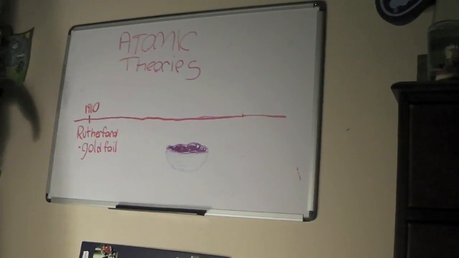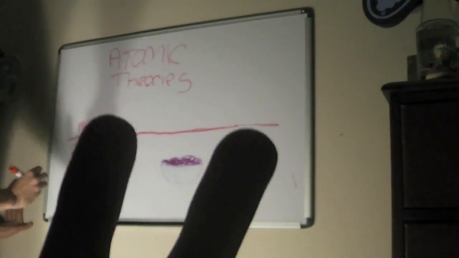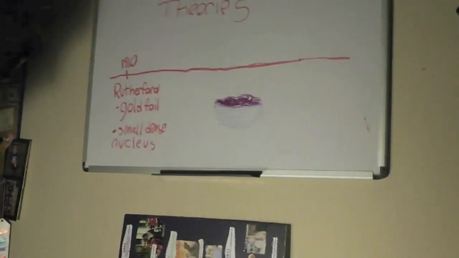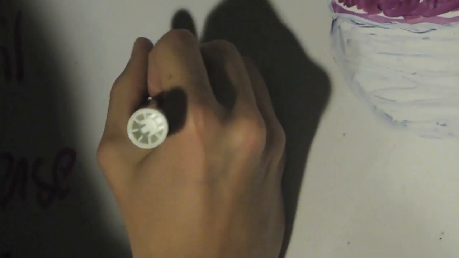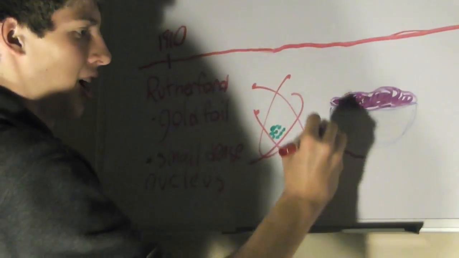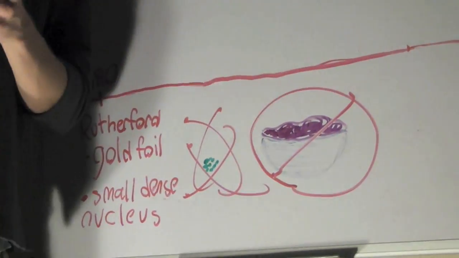Through Rutherford's gold foil experiment, he discovered that atoms have a small, dense nucleus that is surrounded by electrons. Now, his model looked a little something like this. Here's the nucleus, and the electrons are out here. This disproved Thomson's plum pudding model, and this is the model that we generally use today.